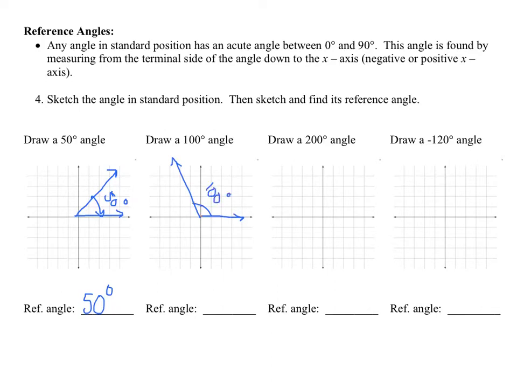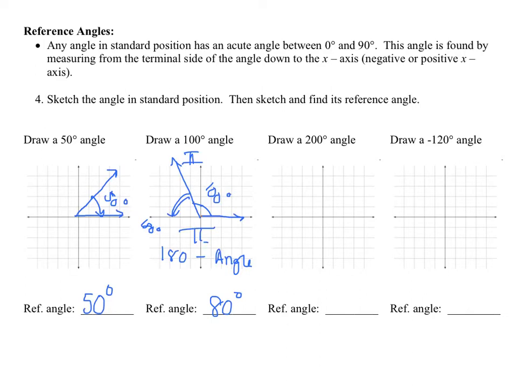And we need to get back to the x-axis the shortest way. Well, the shortest way is right here. So how many degrees would that be? Well, to get from 100 to 180, it's 80 degrees. And reference angles are always positive, and they're between 0 and 90 degrees. Good? Great. So if I have a second quadrant angle, all I have to do is do 180 minus the angle if it's in the second quadrant.